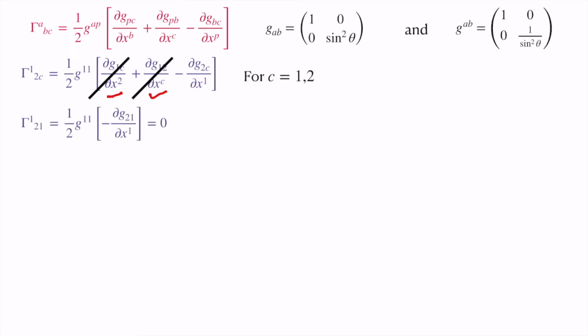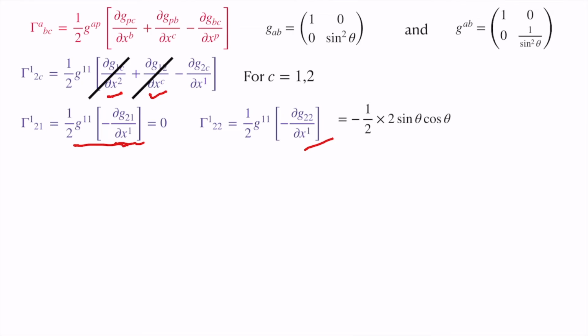So we have gamma 1 1 1, that is the only possibility, that is equal to half G11 minus G21 differentiated with respect to theta or x1, that is 0. And then let's do the second one, that is gamma 1 2 2, which again takes the form of half G11 minus G22 differentiated with respect to theta. This will go through because we have sine square theta there. We have to differentiate that, and then we would simply get this expression: gamma 1 2 2 is equal to minus sine theta cos theta.